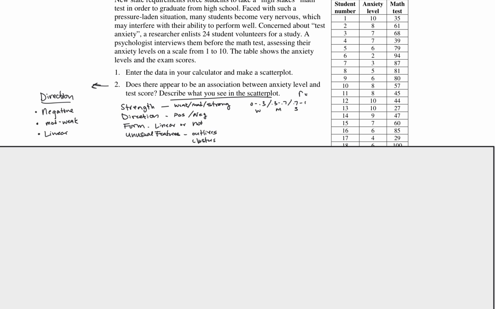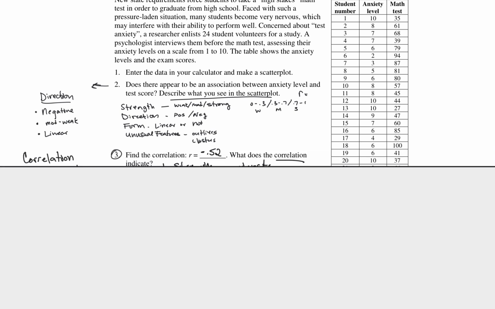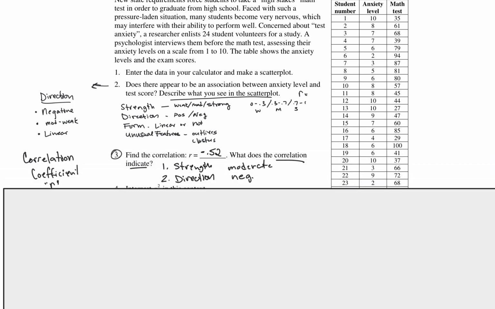I don't really notice too many outliers in this group, so we can kind of talk about that. Let's talk about the statistics we can get from two lists. If you go in and calculate your linreg, remember you're going to hit stat, go right, go down to 8, or you can hit the 8 key, and that's going to bring up your linreg.